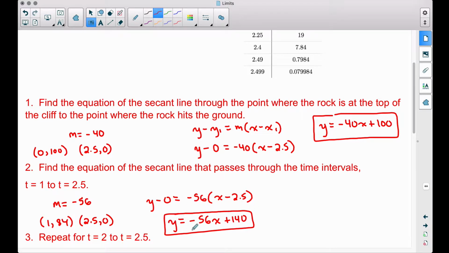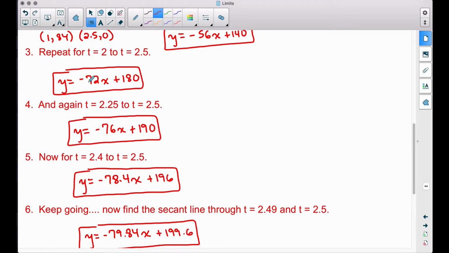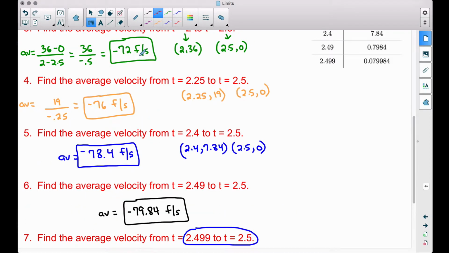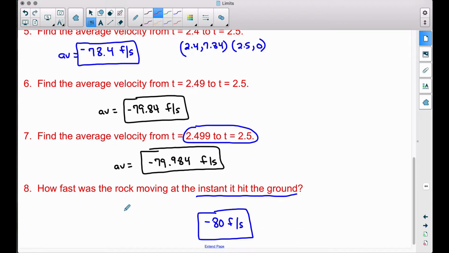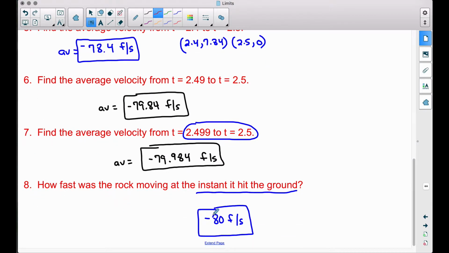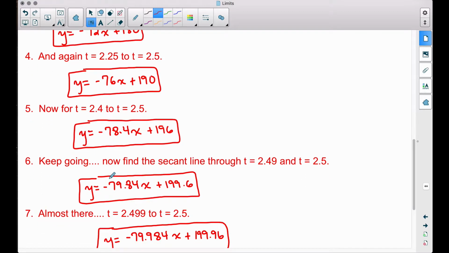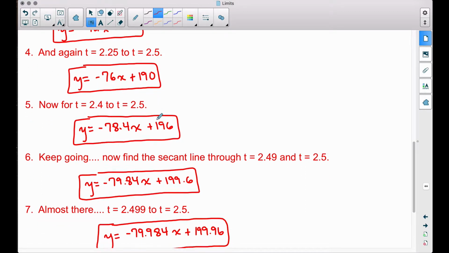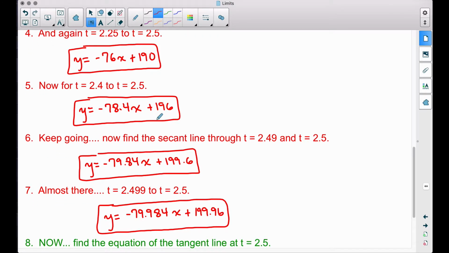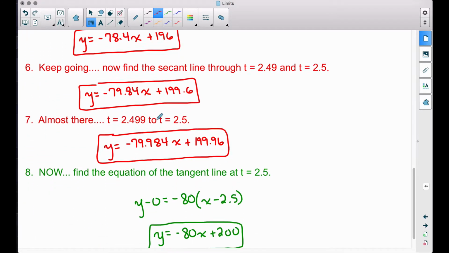And now we have another secant line. Repeating this for all of our other time intervals that we had in the previous video. Please go back and check that out to get a refresher on how to find slope. And notice these slopes here from the previous video: negative 72, negative 76, negative 78.4. All of these ultimately led up to negative 80. What you'll notice is that all of these secant lines use those slopes, and it's really just a matter of us doing y minus y1 equals m times x minus x1.